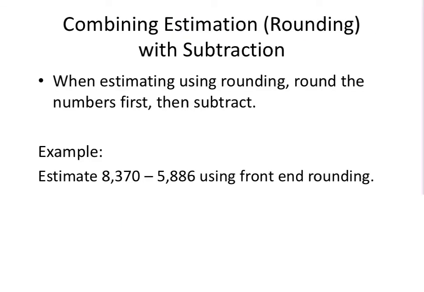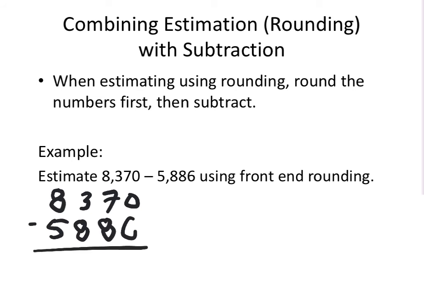So, combining estimation with subtraction. We're just rounding these. So remember, when it says to estimate with rounding, it doesn't really matter what operation we're using, but subtraction here. You're going to do the estimation, or the rounding, first, and then you're going to do the subtraction, okay? So for this example that we have right here, 8,370 minus 5,886. And I know you probably feel comfortable doing that without the rounding right now, okay?